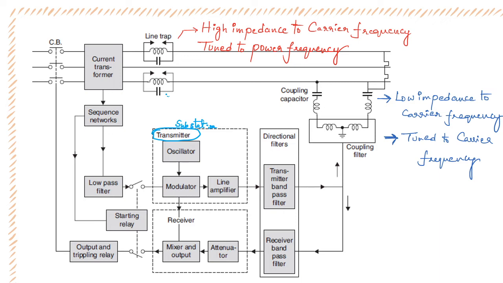Now it is not a small distance. For small distances I'll be using pilot wire, right? I can use the pilot wire protection scheme for small distances. But for longer distances, like 100 kilometers or even 150 kilometers or something like that, it is not beneficial at all. So what we will do is we will use the power lines only.